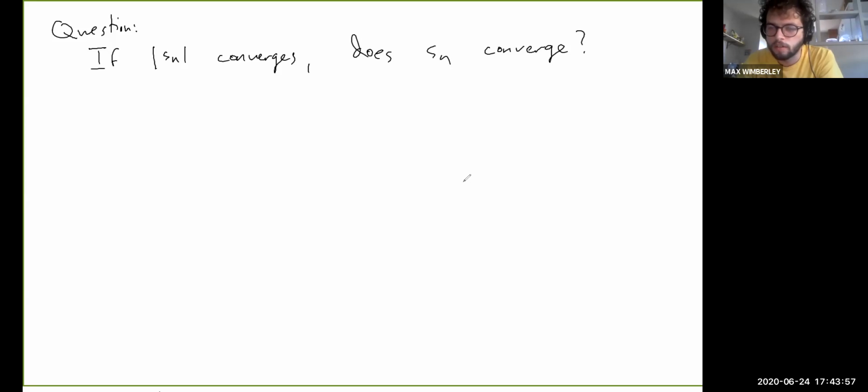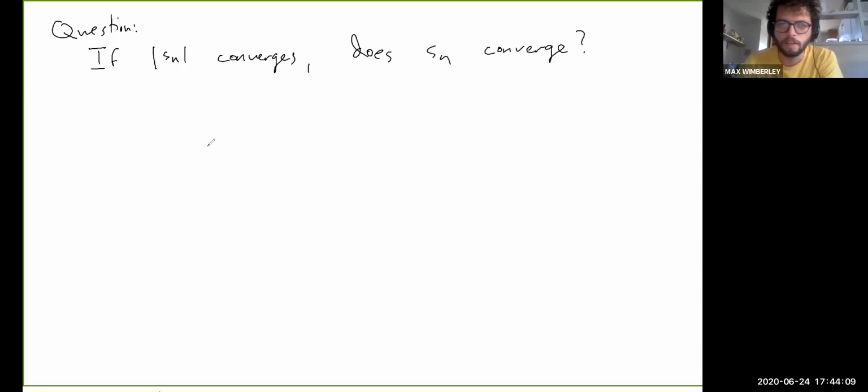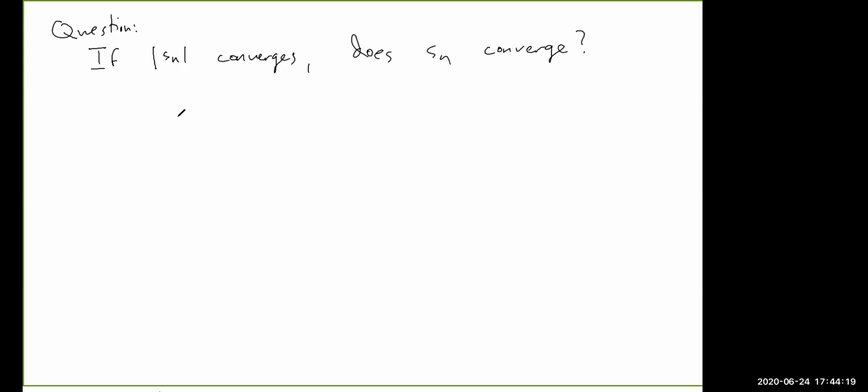Sean, would you like to try? Yeah. The example I thought of was (-1)^n. That's probably the simplest example of a sequence that does this. It's oscillating, right? So the answer is no.